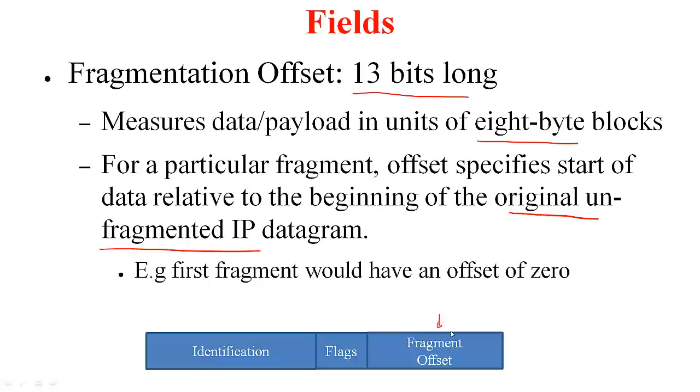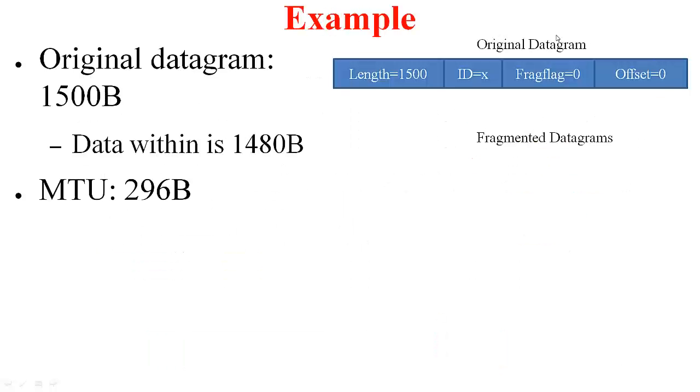Again, an example will help understand all this. So here is our original datagram. This datagram is of length 1500 bytes, maybe because it's going over an Ethernet segment. I have specified an ID of X, and this flag is set equal to 0 and the offset is equal to 0. So this is the original datagram generated by the sender. The data within this particular datagram is 1480 bytes because 20 bytes go towards the IP header. By the data within, I mean this is the payload, which is the TCP or UDP packet that is being contained.